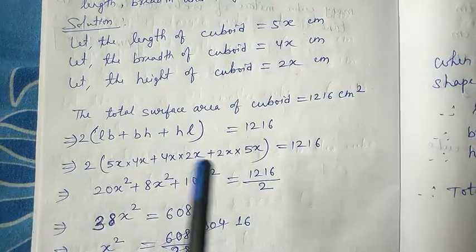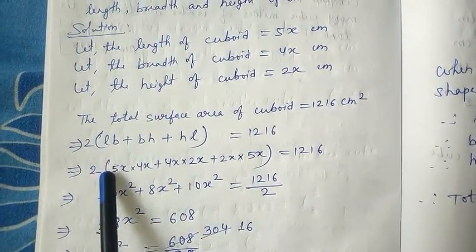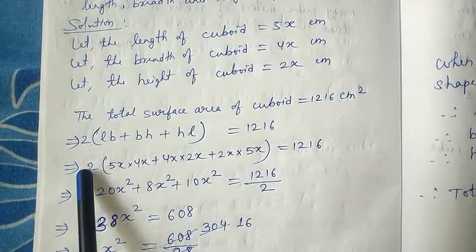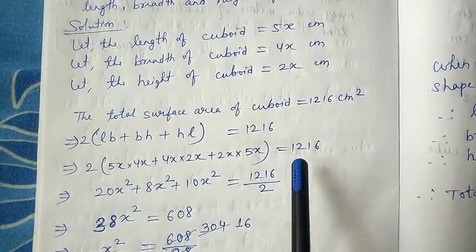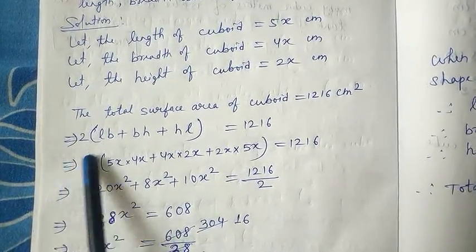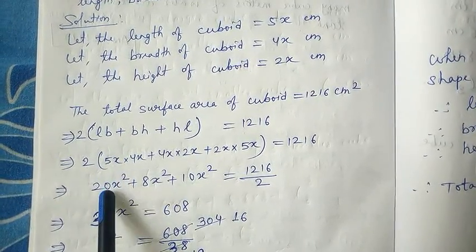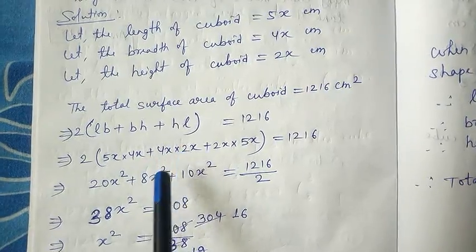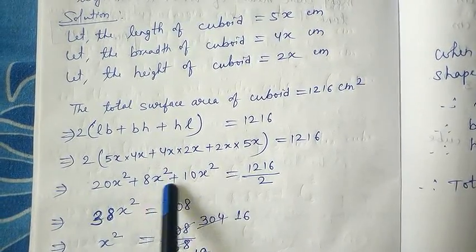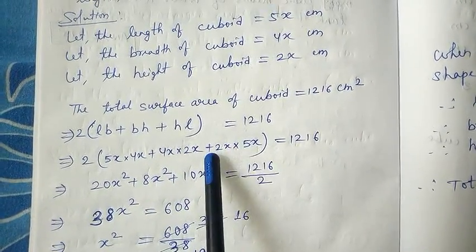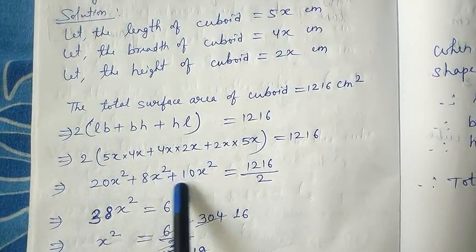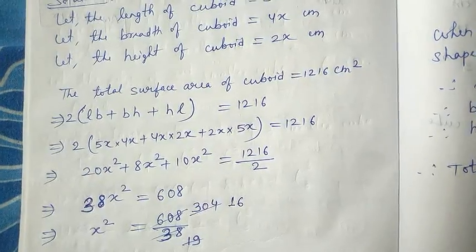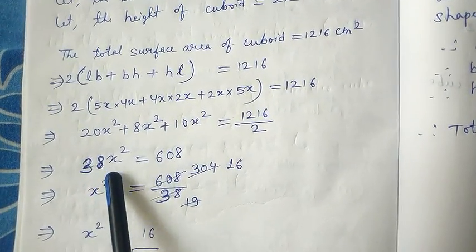Now this 2 I am going to take that side, and whenever there is multiplication here, it comes and divides, like 2 comes this side and divides with 1216. So 2 is vanished from here. Now 5 into 4 is 20, x into x, x square, 20x square, plus 4 into 2 is 8, x square, 8x square. Similarly 5 into 2 is 10, 10x square. Now if you add all these coefficients, 20x square plus 8x square plus 10x square, it is 38x square.